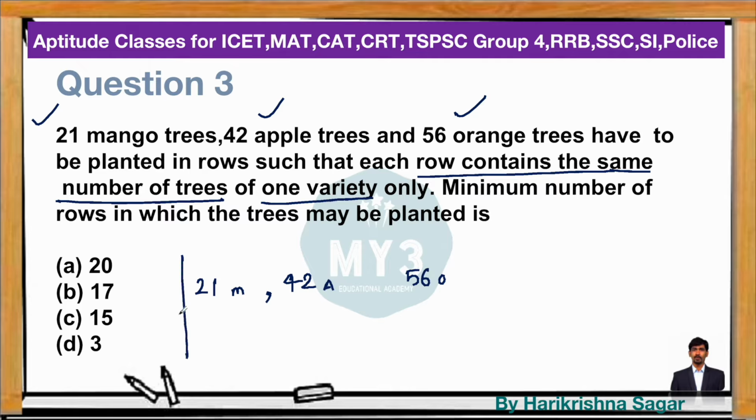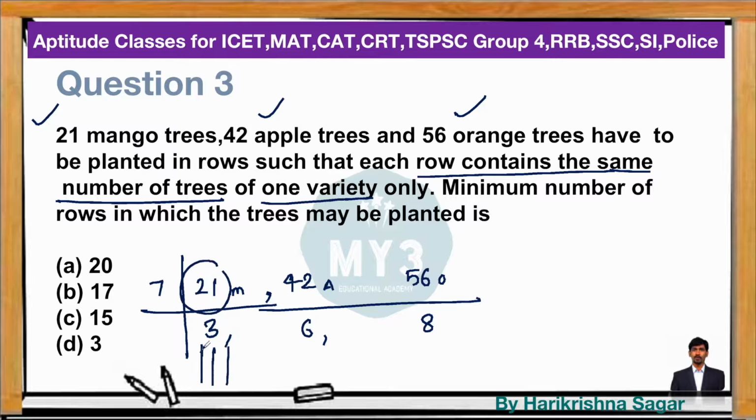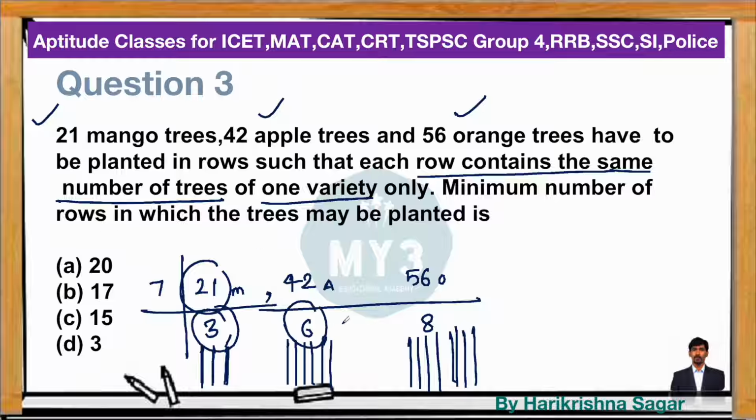That means first of all, I have to look at the number which can divide all of them commonly. So 7 3s are, 7 6s are, 7 8s are. So you can divide the 21 mango trees into 3 rows, every row will have 7 plants. And 42 we can divide into 6 rows and every row will have 7, and this can be divided into 8 rows. Now they are asking what is the minimum number of rows. That means they are asking for this value. So 3 plus 6 plus 8. 3 plus 6 is 9, 9 plus 8 is 17. Mark the answer option B. So that is how you will be able to see the question.